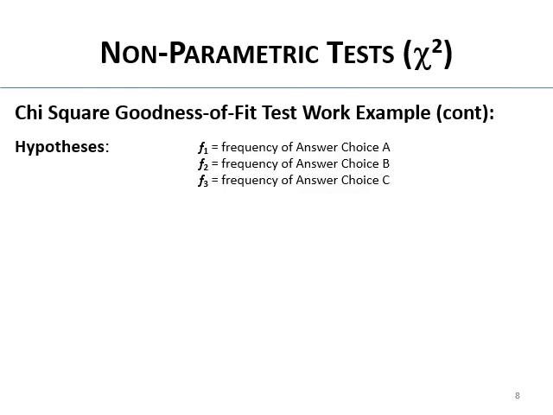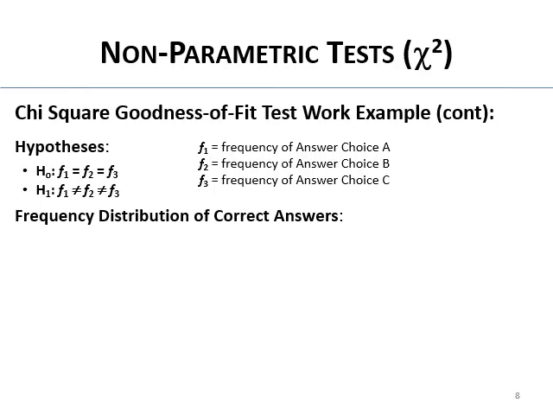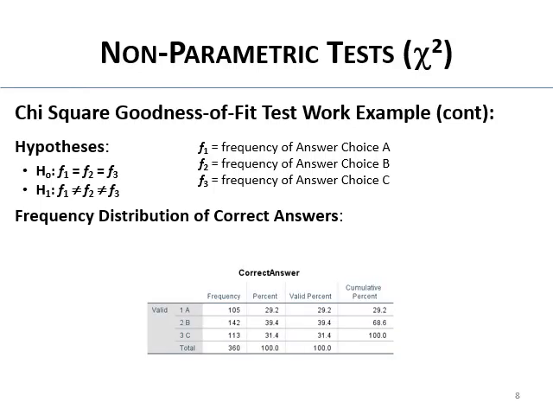So your hypotheses, there's 3 answer choices, so we've got frequency 1, 2, and 3. Your null is that the frequencies in the 3 categories are all equal. Your alternative is that they're not all equal. Again, it's an omnibus test. It's either yes or no for this. So the frequency distribution of correct answers looks like this in SPSS. There was 105, 142, and 113 again. It's just a repeat of what was on the last slide.